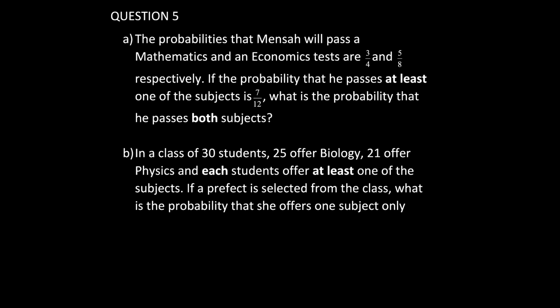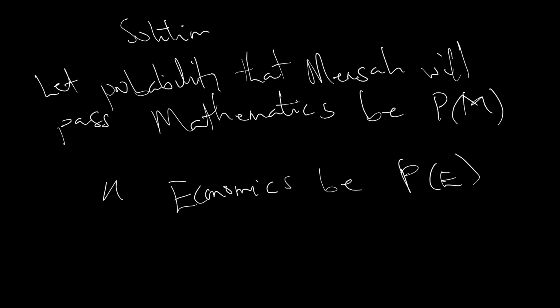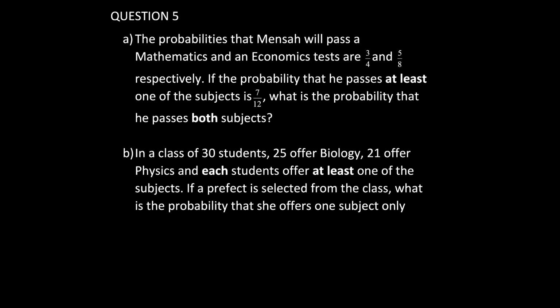So the probability that he passes at least one of the subjects is 7/12. Now this probability is the same as the probability of Mensa passing mathematics union the probability of Mensa passing economics. So we have P of E union M to be equal to 7/12.